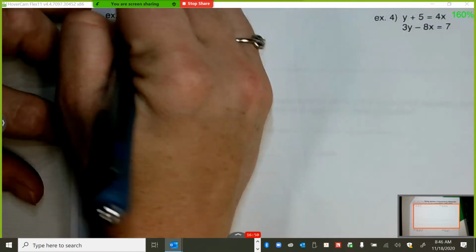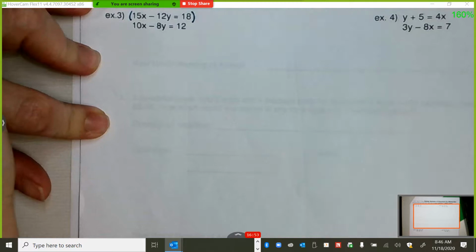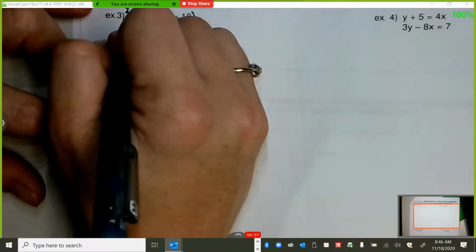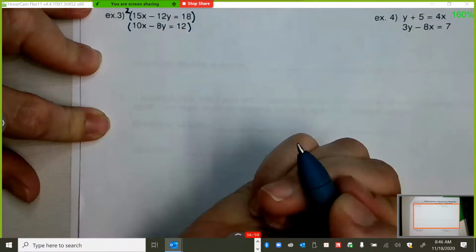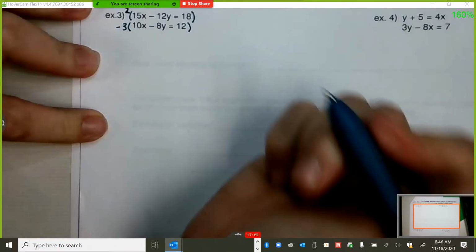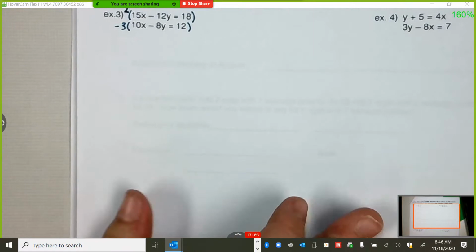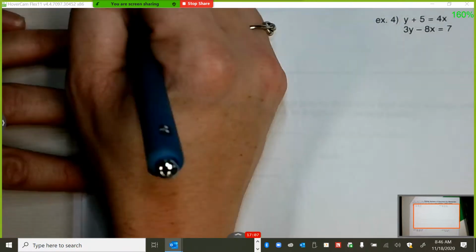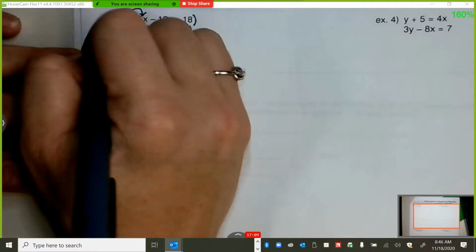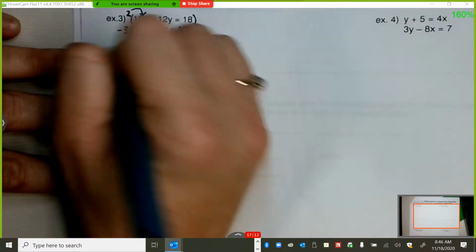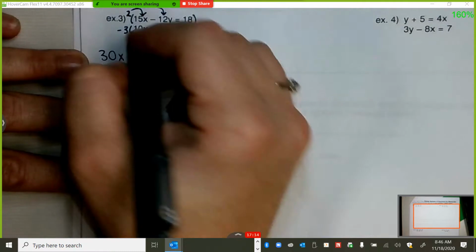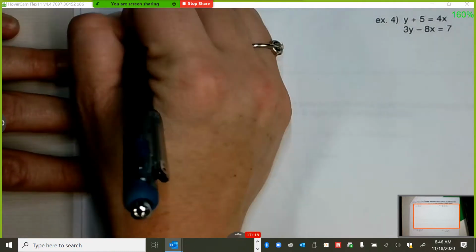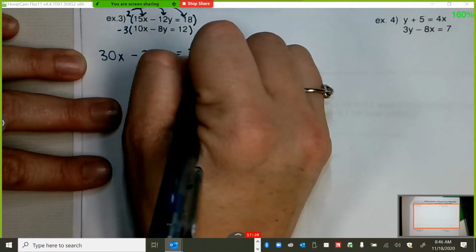What would I multiply the first equation by? And what am I going to multiply the second equation by? Negative 3. Good job. Okay, so knowing that, 2 times 15x is 30x. 2 times negative 12y is negative 24y. 2 times 18 is 36.